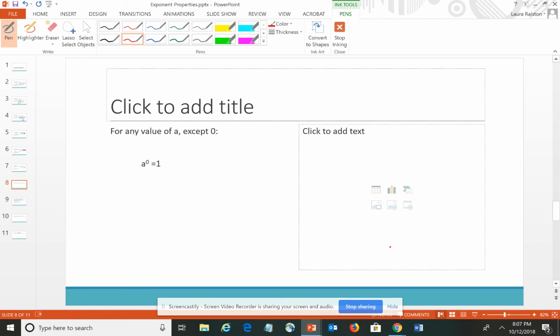Whether you have a positive number like 5 to the 0, its value is going to be 1. Or if you have a negative value like negative 2 to the 0, that's going to be 1. It could be a decimal like 3/10 to the 0 power. That's still 1. A fraction such as 1/4 to the 0 power. That's still 1. Any base to the 0 power is 1.